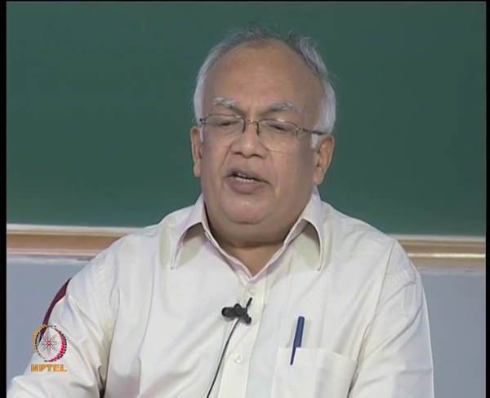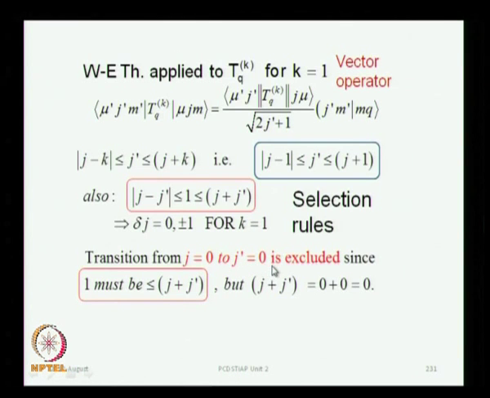Now so far so good, but you cannot have a transition from j equal to 0 to j prime equal to 0, and the reason this is excluded is very simple: 1 must be less than or equal to j plus j prime, but if both of these are 0, then one cannot be less than 0, even in atomic physics. So delta j equal to 0 or plus or minus 1 is the selection rule, with the exclusion.